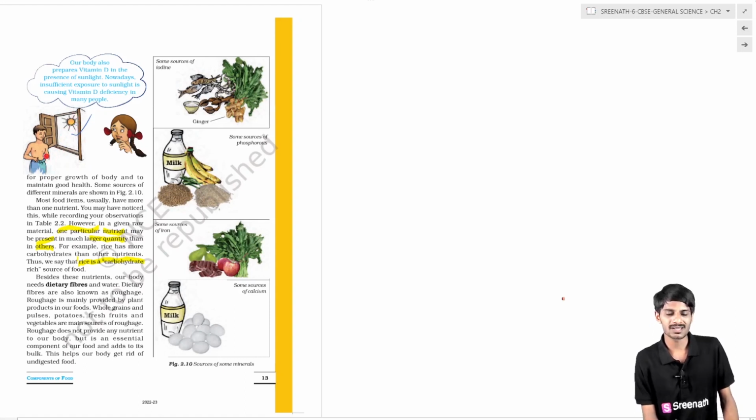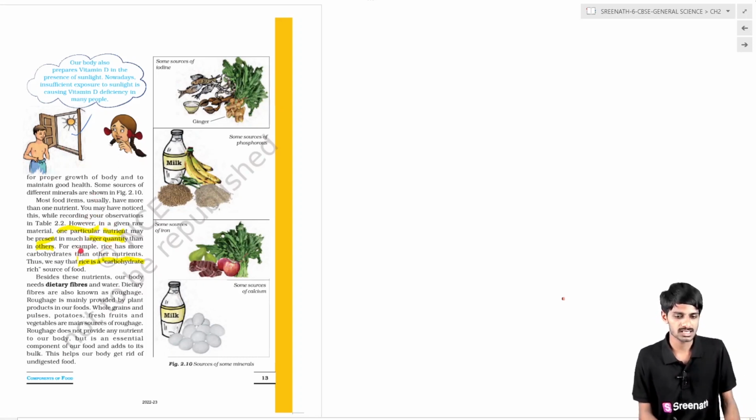In the present scenario, due to lack of proper sunlight on our body, we are not getting the required vitamin D. So if possible, try to get under the sun for at least 1 or 2 hours in a day, so that you will get enough vitamin D. Now, in addition to all these, we require dietary fibers and water also.